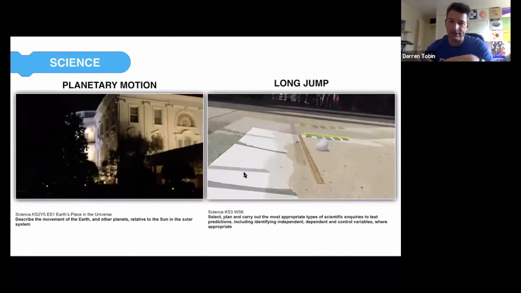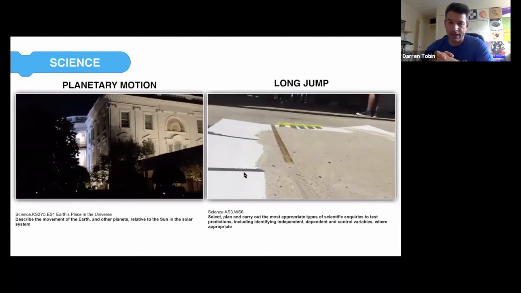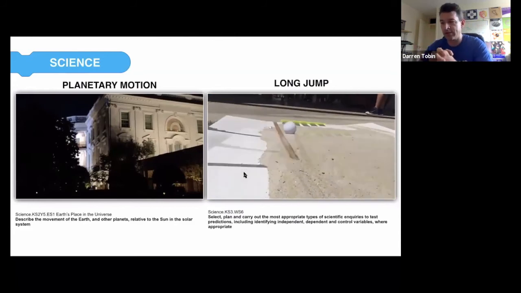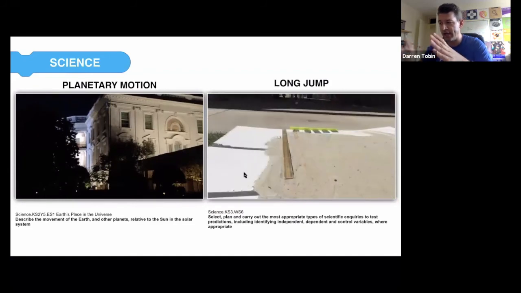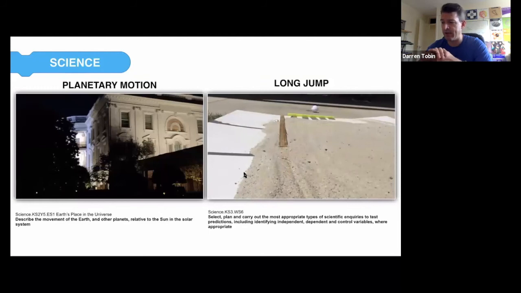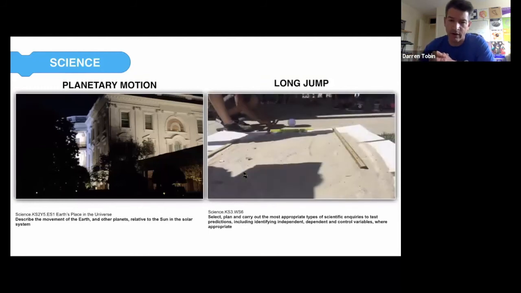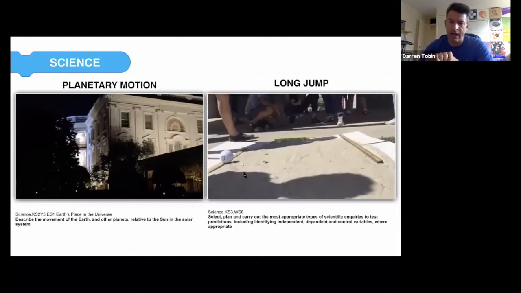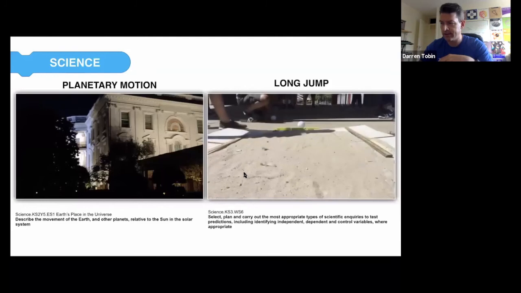It's a great activity, aligns to curriculum. It's already built in the application, but it's a really fun way to utilize robots in this lesson. On the right-hand side, we've got long jump. This is a great science activity where they can start to select, plan, and carry out types of scientific inquiries to test predictions, dependent and control variables where appropriate, etc.